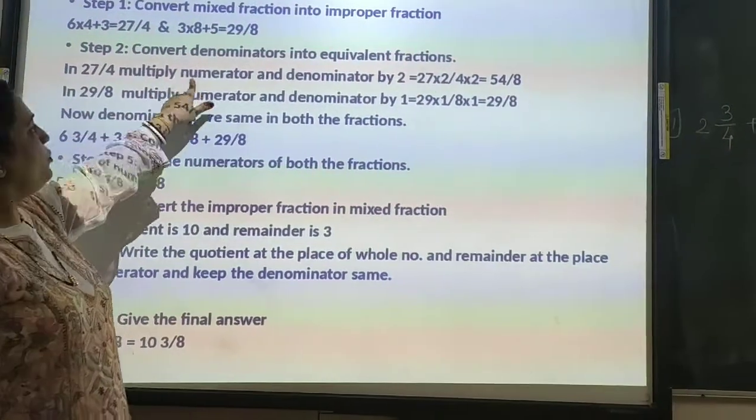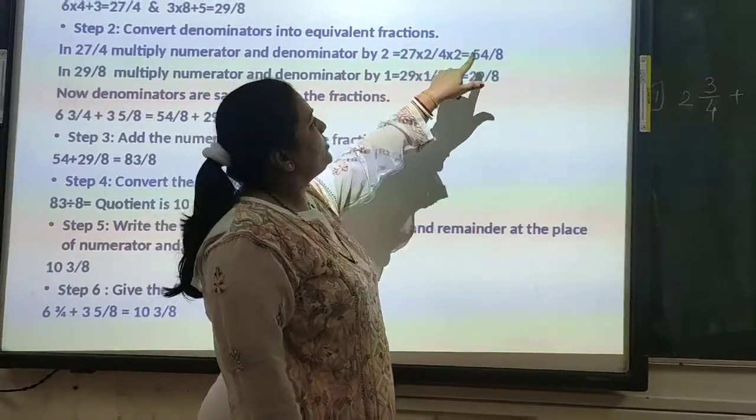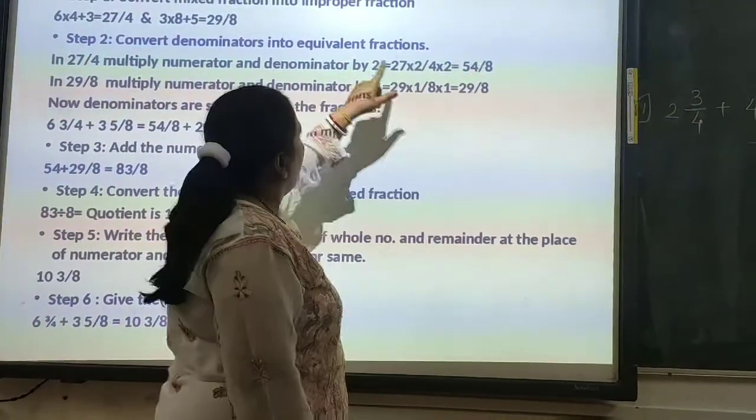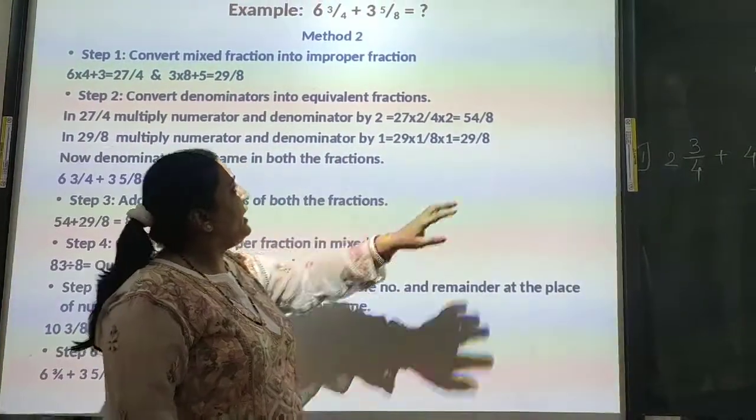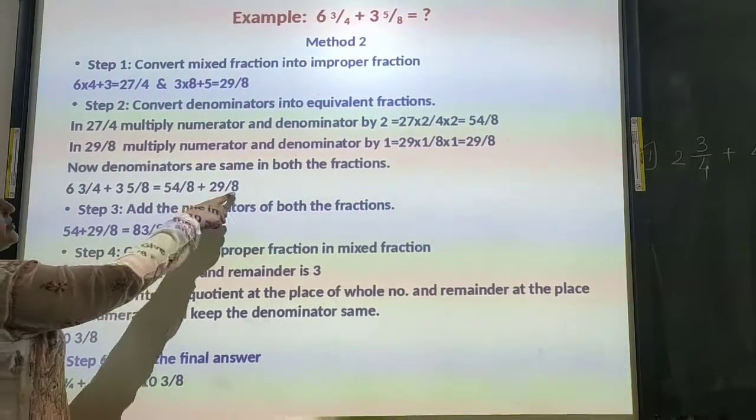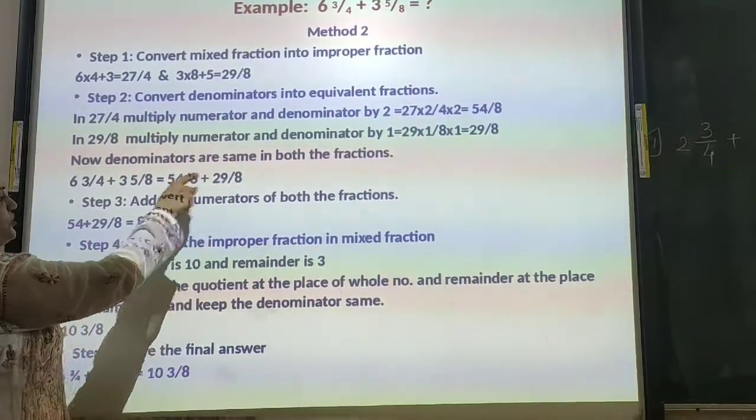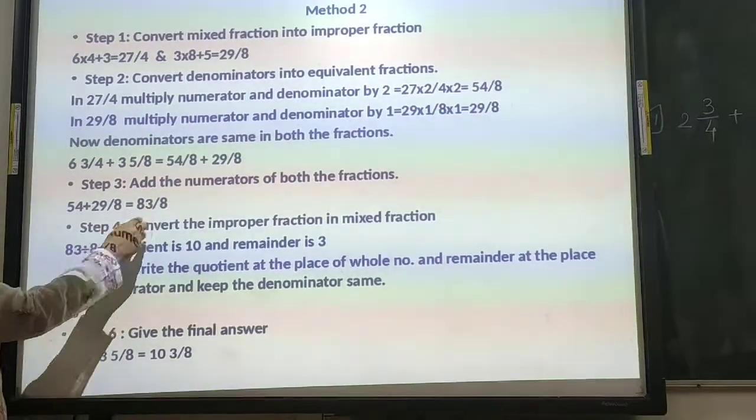So 27 by 4: multiply numerator and denominator by 2. So 27 twos are 54, 4 twos are 8. And this second fraction we will keep as it is, so it is 29 by 8. Now if you see, the denominators are the same, so these are like fractions. So 54 plus 29 is equal to 83 by 8.